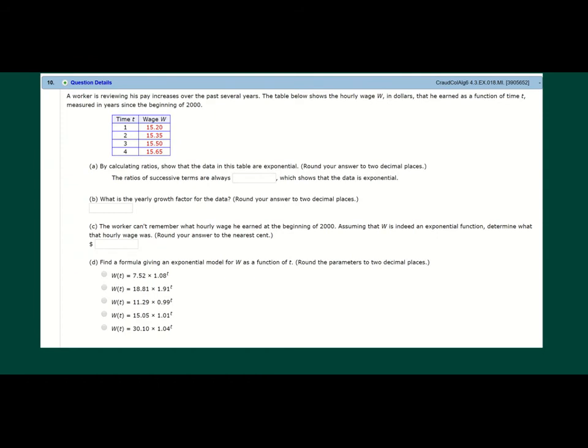I really like this problem. I want you to take a second and read it. This is number 10 in the homework. Make sure you understand what's going on here, because if you don't, doing the work is not going to be very helpful. Okay, you need to understand that a worker is looking at his wages over time.